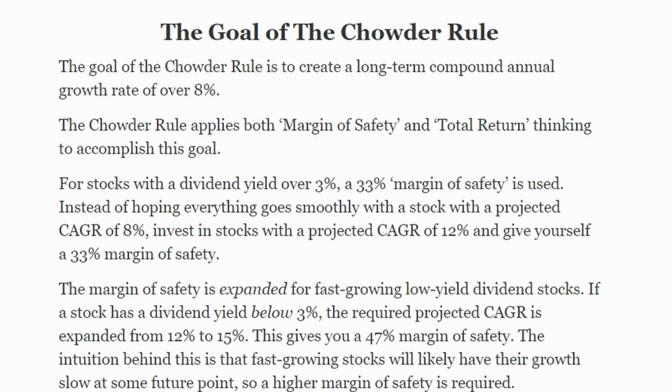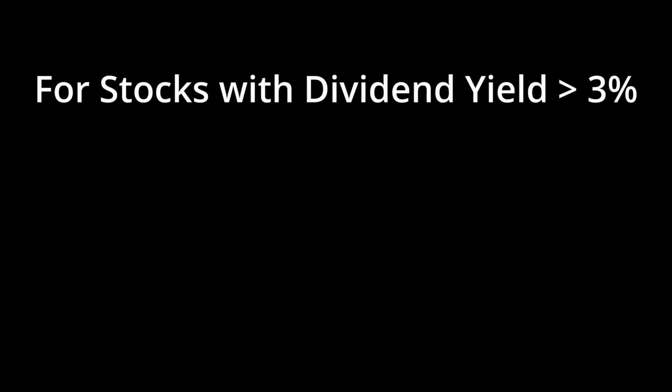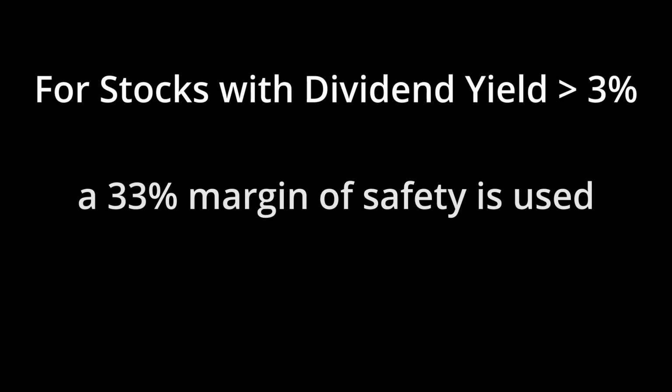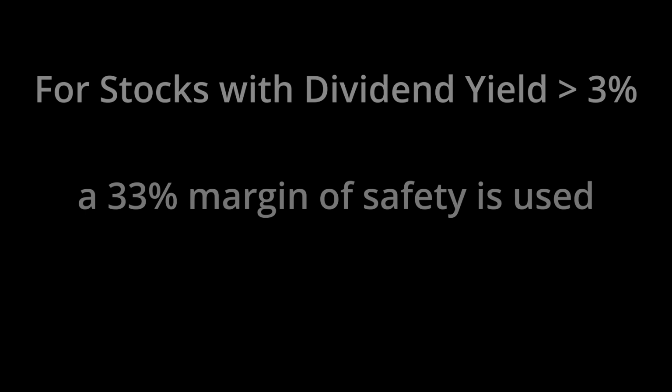the goal of Chowder. Now I'm here over on SureDividend.com, where we can see that the goal of the Chowder Rule is to create a long-term compound annual growth rate of over 8%. The Chowder Rule applies both margin of safety and total return thinking to accomplish this goal. For stocks with a dividend yield over 3%, a 33% margin of safety is used.